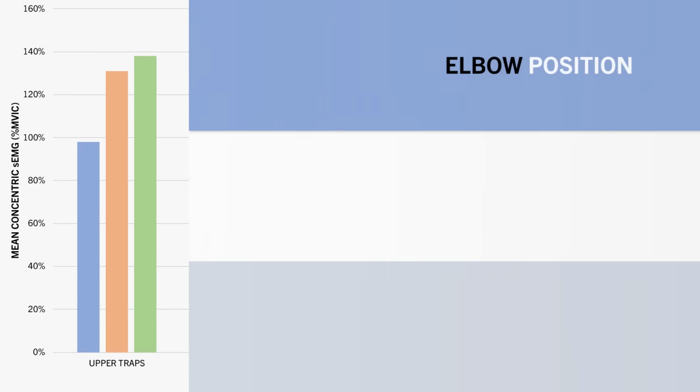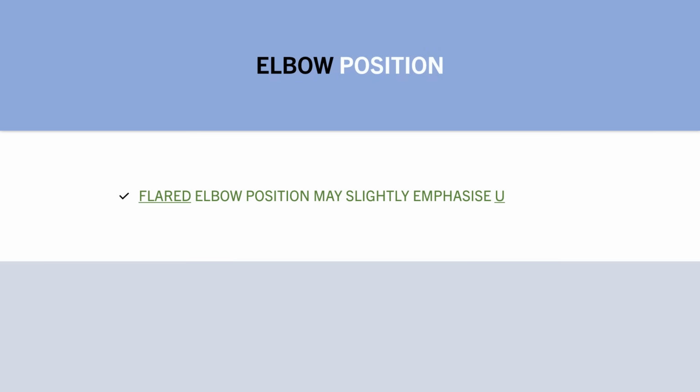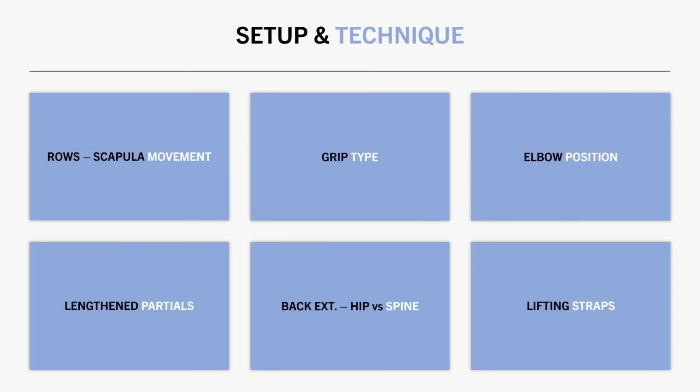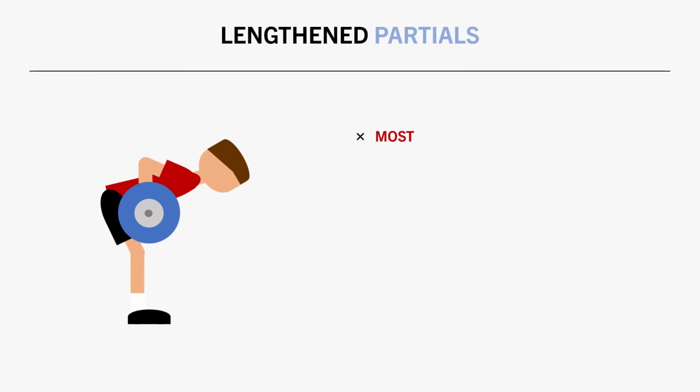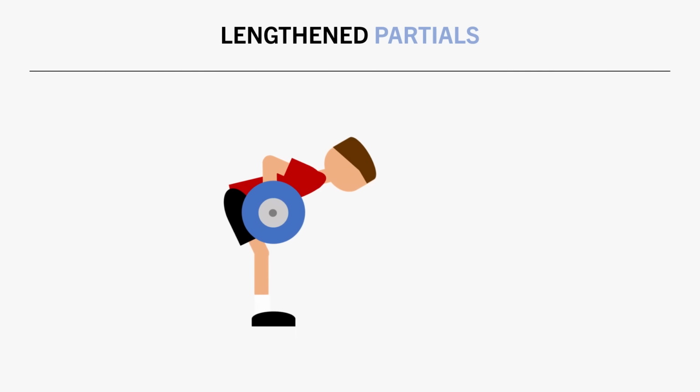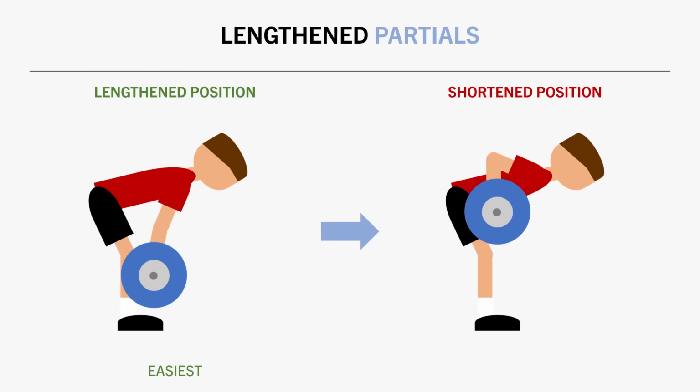This suggests that to bias the upper back muscles, it may be beneficial to perform rows and vertical pulls with a more flared out elbow position, and to bias the lats, we may want to lift with a more tucked in elbow position. The next technique consideration for back training is the use of lengthened partials. Most rows and vertical pulls naturally have a fairly poor resistance profile. This is because the easiest part of the exercise is the lengthened range, when our arms are furthest away from our body, and the most challenging part of the exercise is the shortened range, when our arms are closest to our body.